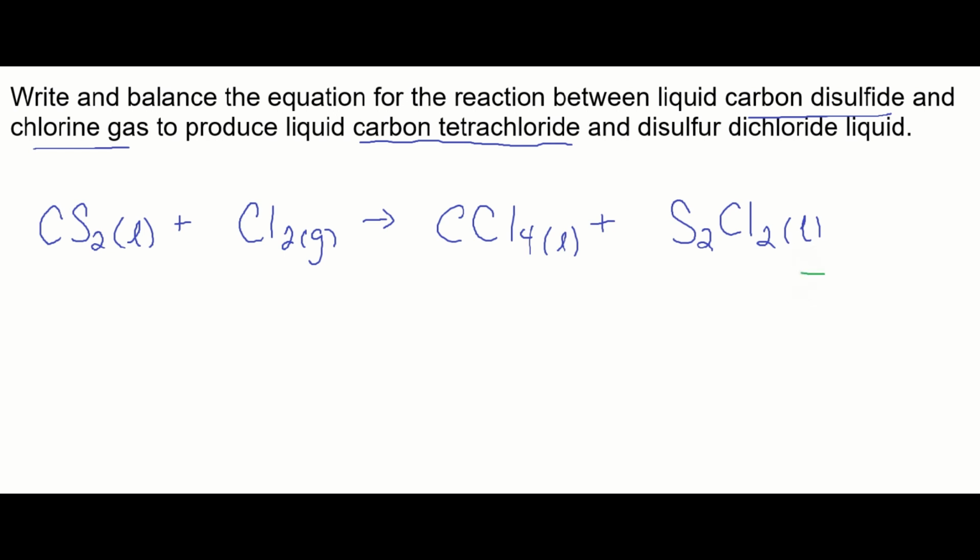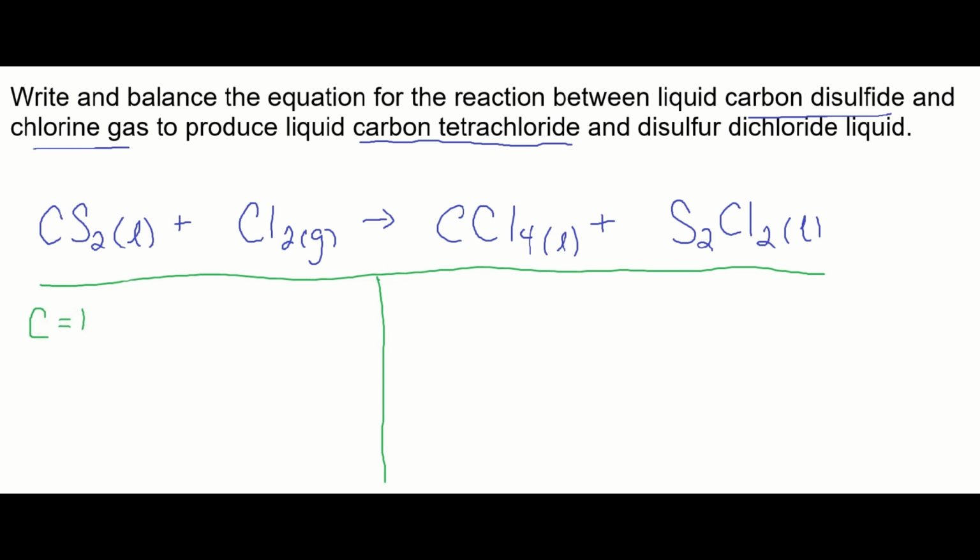Let's balance this equation. Separate the reactants from the products. Put each element that we see on its own line. There's 1 carbon on the reactant side. There's 2 sulfurs. And there's 2 chlorines. Over to the product side, we have 1 carbon. I'm going to put them in the same order so I can compare them side by side.